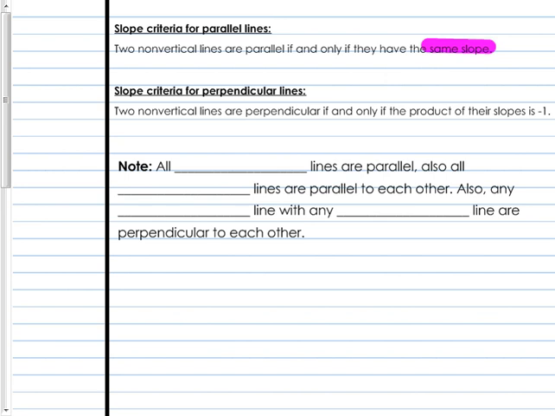Slope criteria for perpendicular lines. Two non-vertical lines are perpendicular if and only if the product, meaning you multiply the two numbers together, of their slopes is -1. Okay? -1.